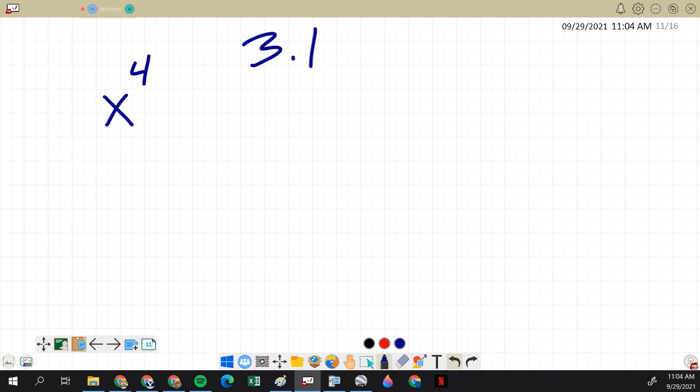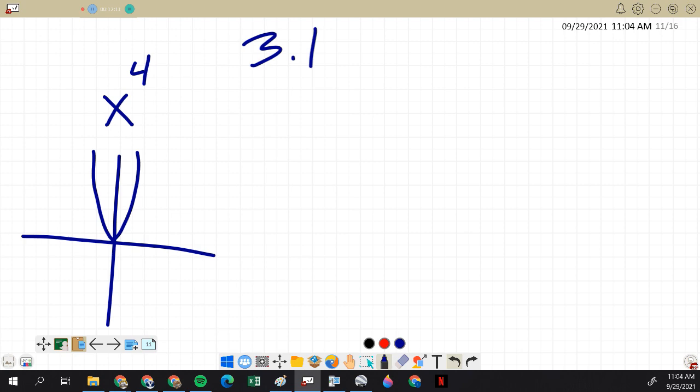What about x to the 4th? If I graph x to the 4th, it sort of has the same shape as a parabola. It just grows faster.